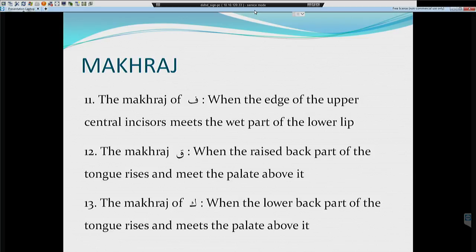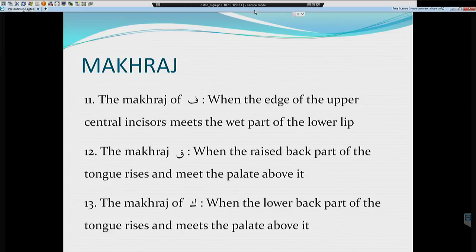The makhraj of qaf, when the raised back part of the tongue rises and meets the palate above it. The palate is the back part. If this were the tongue, this is the palate over here. Right on top of kha, this is where qaf comes from. Qaf is when the back portion of the tongue rises and meets the palate. Qaf, qaf. And this is different from kaf, when the lower back part.